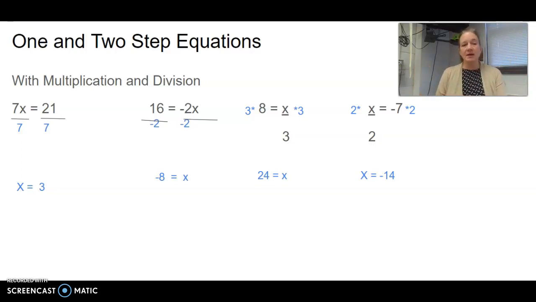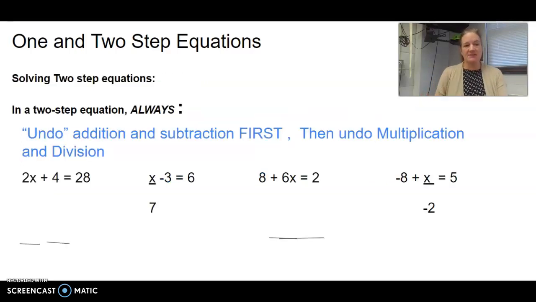Okay? Now, ready to step it up? We're going to do two-step equations. You undo addition and subtraction first. Then you undo the multiplication and division. Okay? Just the way you do it, it's easier. Trust me. You don't want to make it harder than it has to be. You always undo addition and subtraction first. Sometimes there's a little bit of a difference, but we're not going into that today. We're not going to do the exception to the rule.